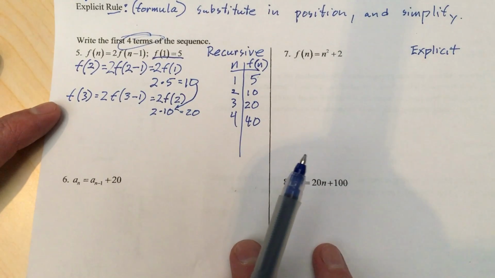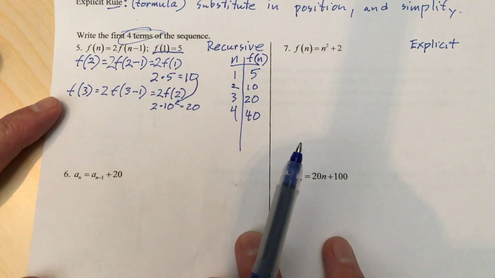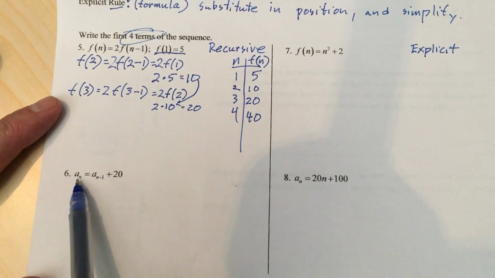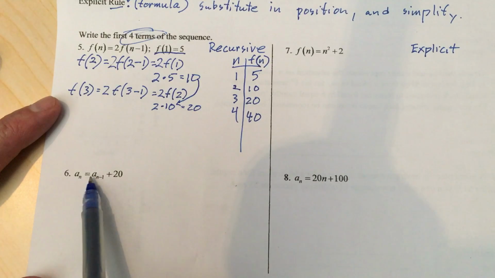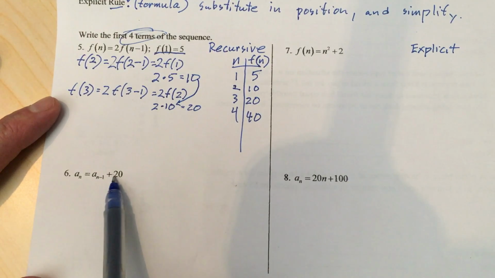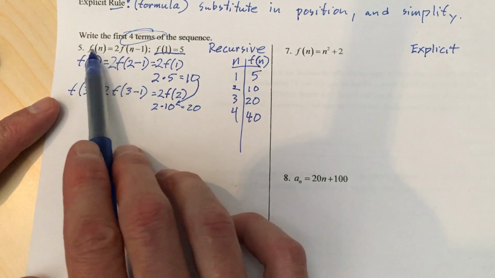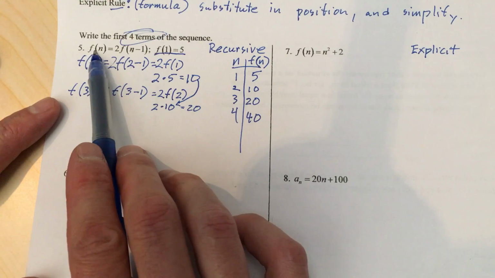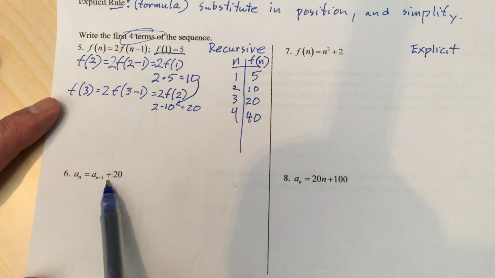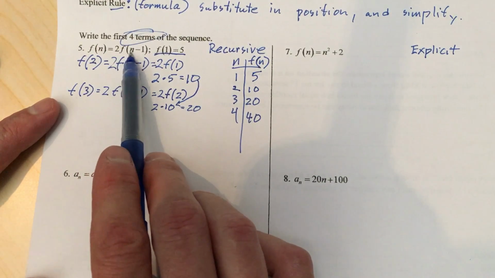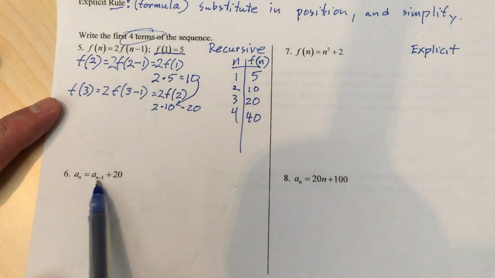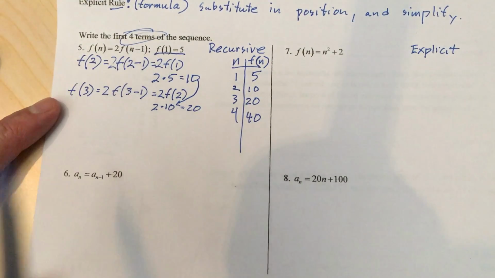Now, if that wasn't confusing enough, let's throw another type of notation at you. You've got to be able to do both according to the homework, okay? So a sub n equals a sub n minus 1 plus 20. Well, a sub n is now replacing f of n. And then a sub n minus 1 is replacing f of n minus 1. So it's saying the same things in just a different notation, okay?